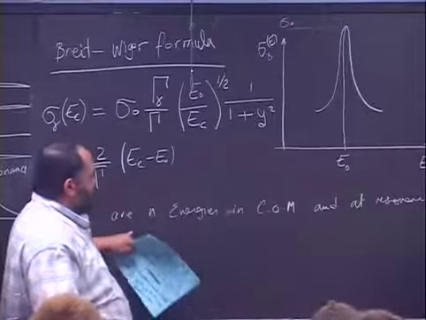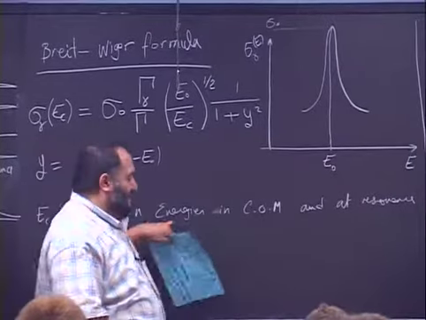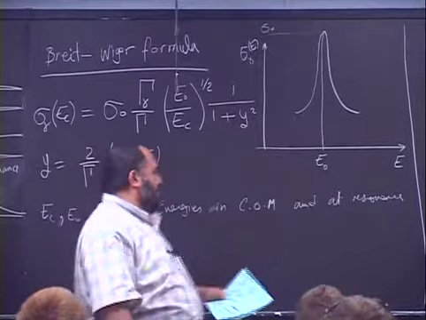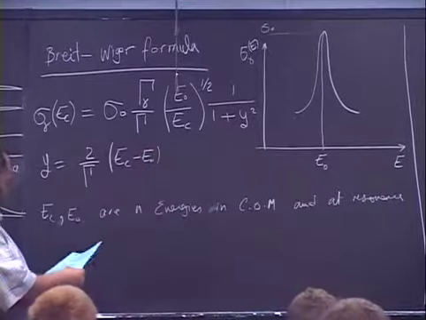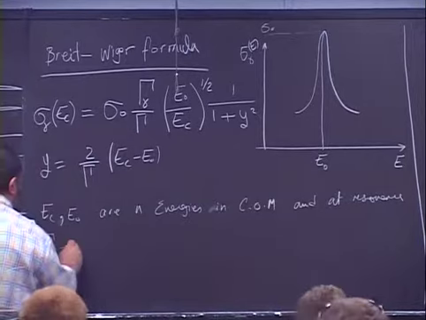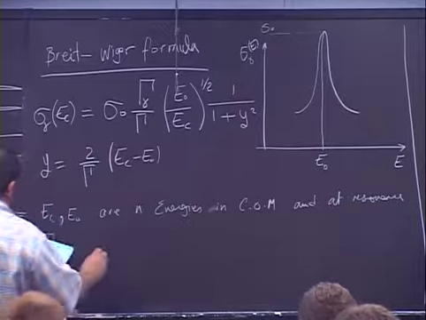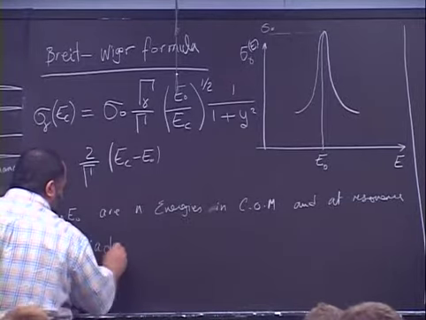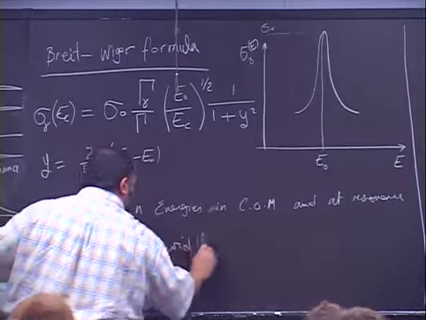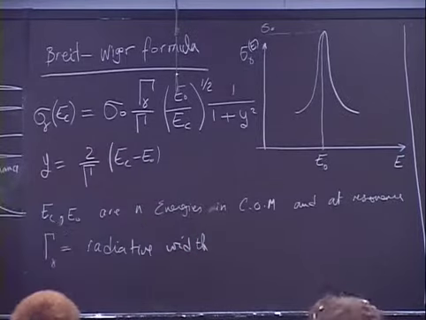So the neutron energy in the center of mass at any energy is EC, and at the resonance energy is E naught. This is the neutron energy. Gamma is called the radiative width. What do we mean by radiative width?